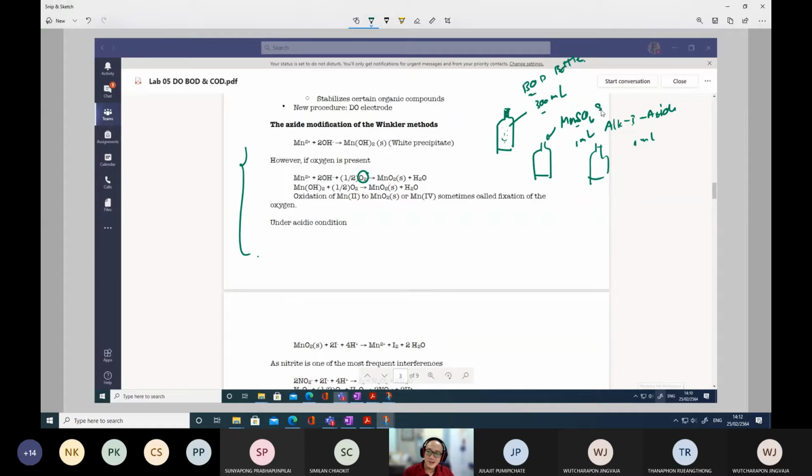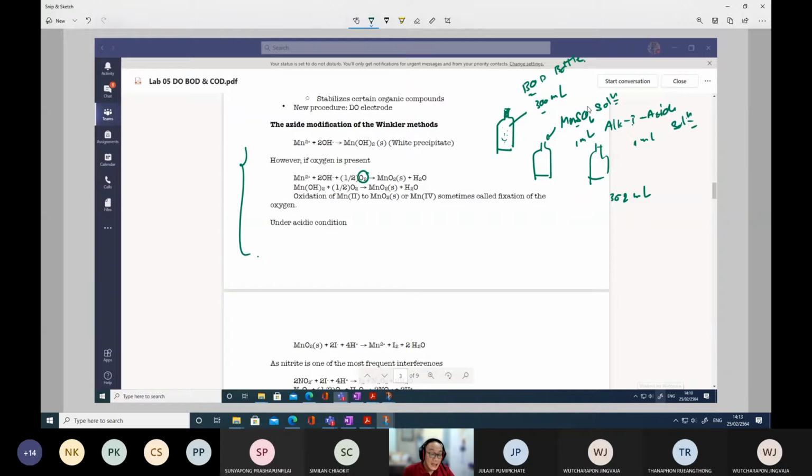Manganese sulfate is a solution. Alkali iodide is also a solution. So another 2 mL of solutions are added. So the total volume at this moment, after adding the alkali iodide azide, will be 302 ml. So what happens after adding the manganese sulfate?